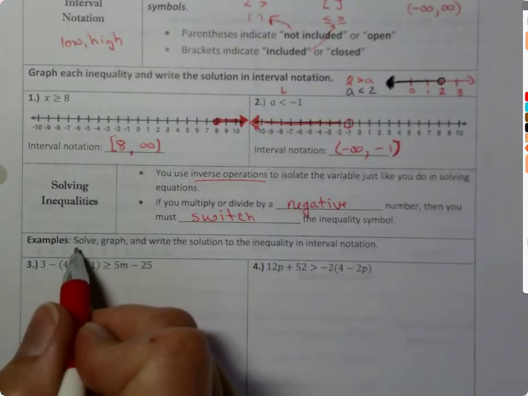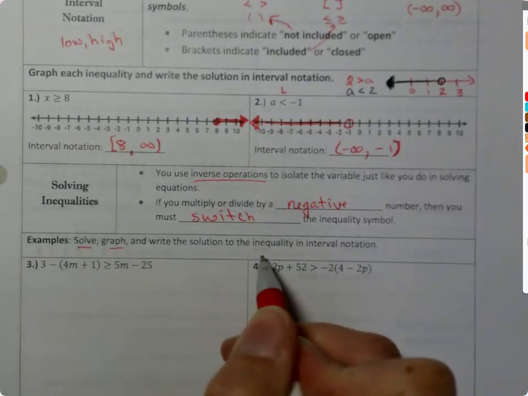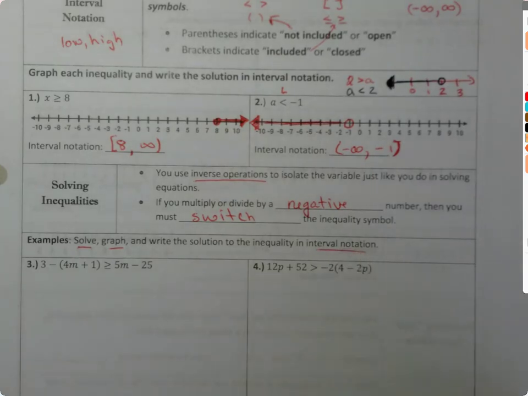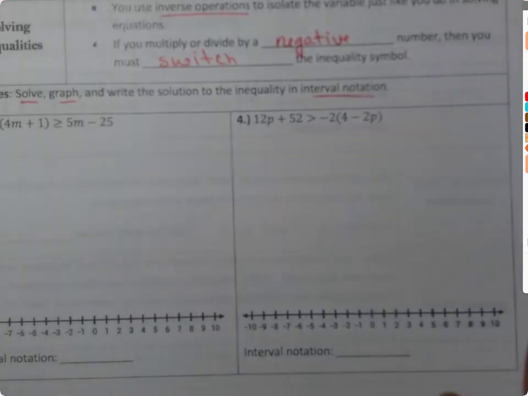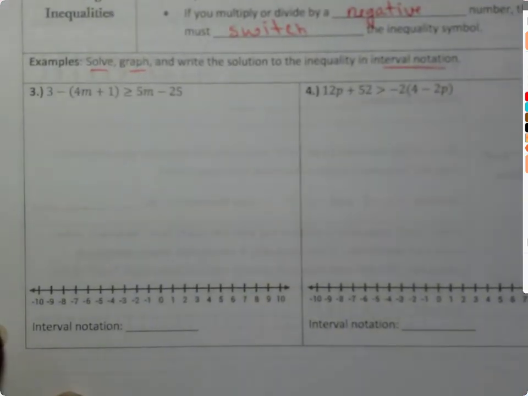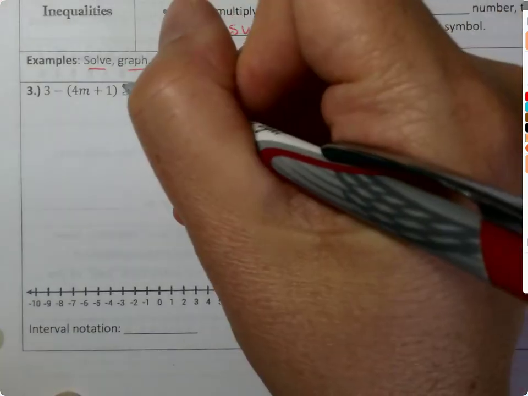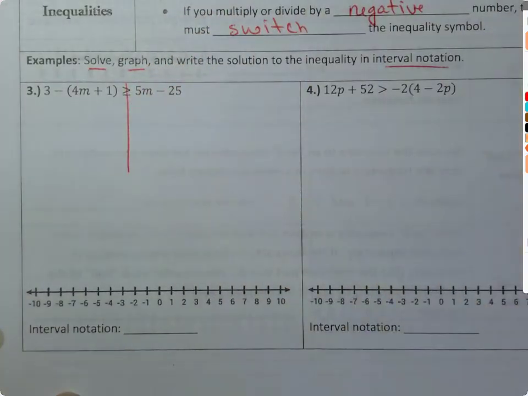So we are going to do 3 things. We are going to solve, we are going to graph, and we are going to write it in interval notation. All 3 pieces. Got it? All right, I'm going to get in here a little tighter. Okay, so here we go. You don't have to draw the line here, but I am going to. Cross the line, change the sign.